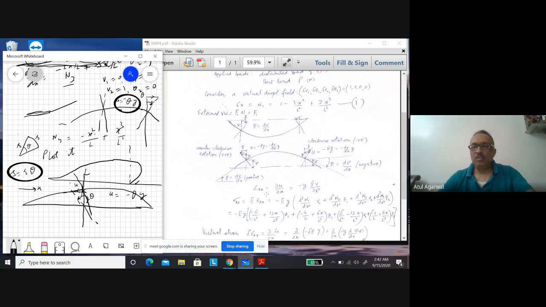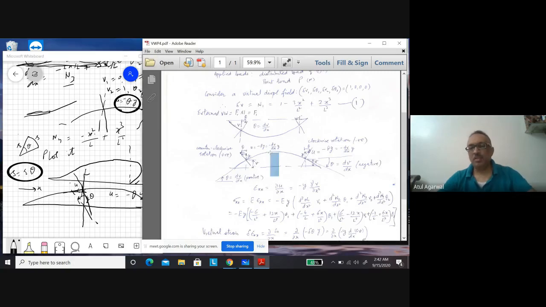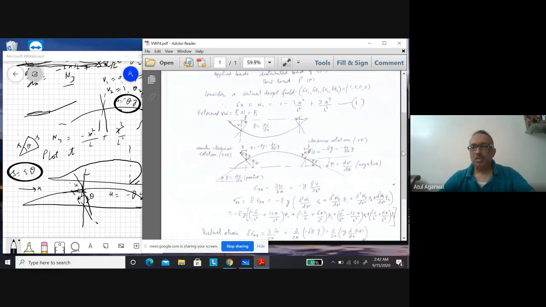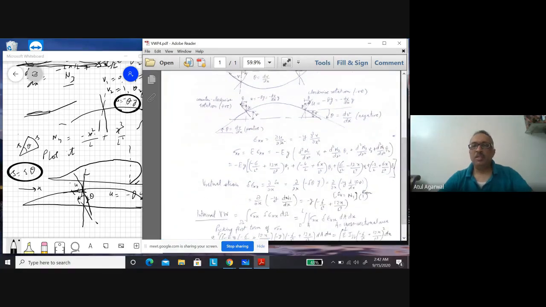So what is our strain in x direction? Epsilon x is the normal strain. It is given by the derivative of u, du by dx. So this is nothing but minus y d square v by dx square. So stress sigma xx becomes, you multiply by Young's modulus. So we get this expression. Second derivative of vertical displacement is given by this expression.